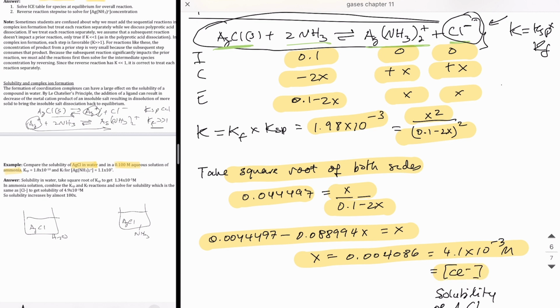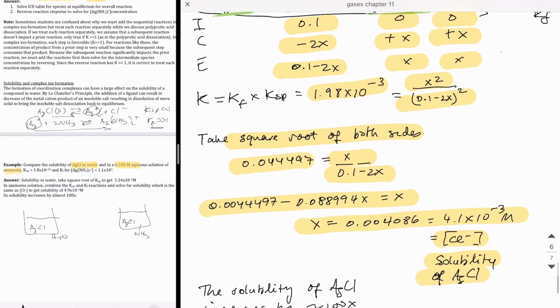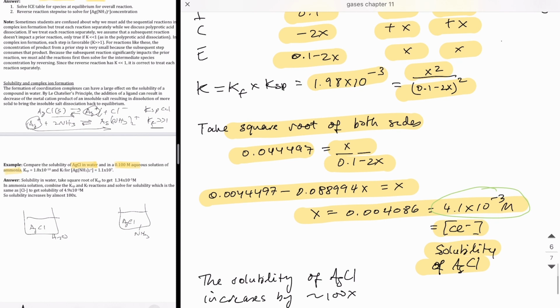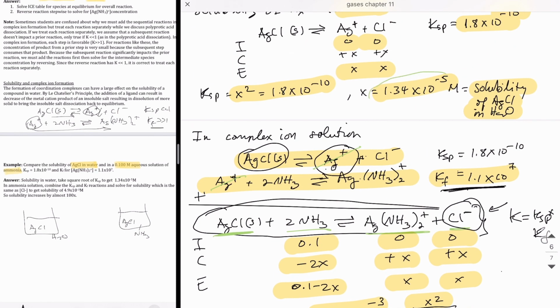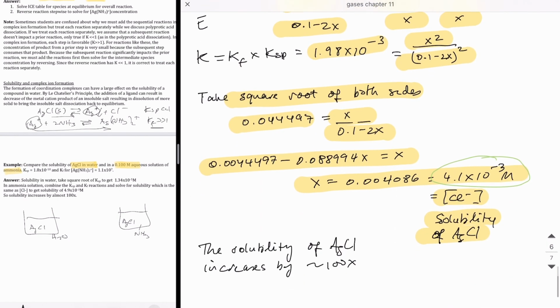That's your Cl minus concentration, but remember that that also represents the solubility of AgCl. Now, the key conclusion I want you to compare is this number right here that we just got, 4.1 times 10 to the minus 3, and then compare that to the number we got earlier, which is the solubility in water. In water alone, it's just 10 to the minus 5. Now with the presence of ammonia, it's 10 to the minus 3. So the solubility of the AgCl has increased by about 100 times by having that ligand around. So we have made this insoluble salt, AgCl, a lot more soluble by adding the ligand in our solution, okay?